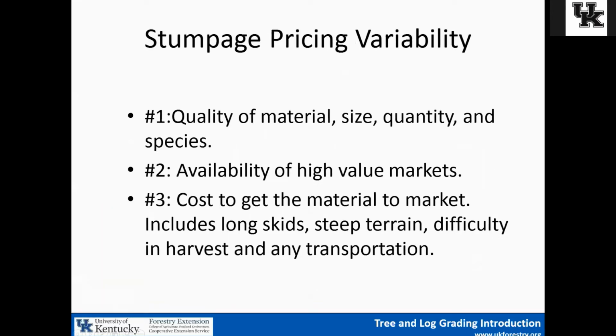So stumpage pricing is one of those things that can be really variable around the state, and there are some different reasons for that. The quality of the material, the size of the material, the quantity, how many board feet you've got out there, and species all play a pretty big role in determining that stumpage pricing. And the location of the timber has a big part to do with the availability of high-value markets, how close that timber is to those high-value markets. The cost to get the material to the market includes everything from a long skid on the property, steep terrain, difficulty in the harvest, any type of transportation. It's going to play a role in that.